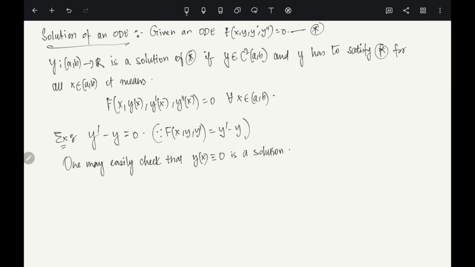Okay, why is it a solution? First of all, you see y(x) is 0. So in this case, what is the open interval (a,b)? It is in R here. Essentially, it is the whole of R, right?